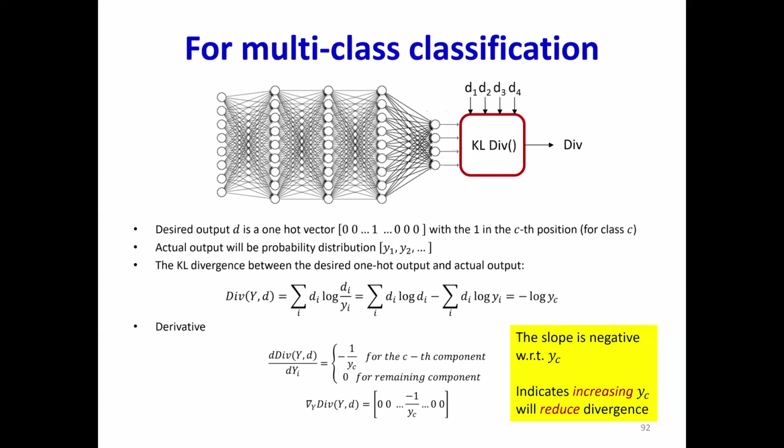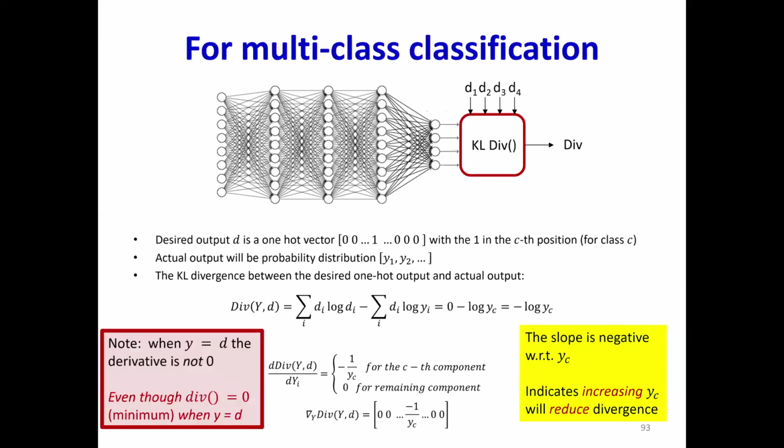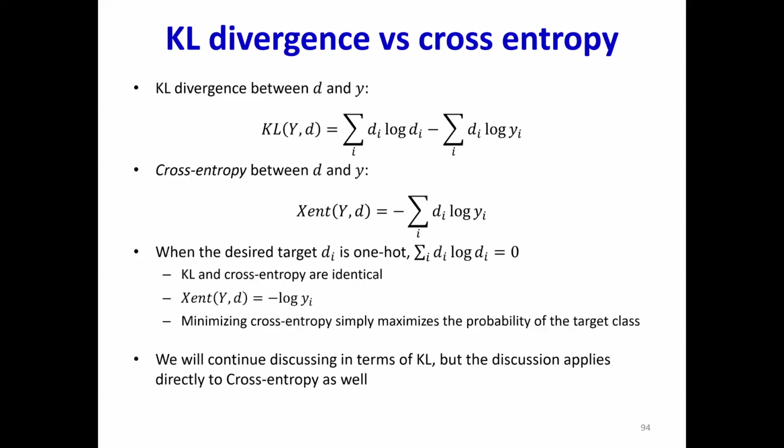Okay? So, great. And once again, you'll observe that this derivative is not 0 when the answer is correct. When the answer is correct, y is 1. The derivative slope is actually minus 1. So just looking at the derivative is not sufficient. So one final thing, give me a couple of minutes more.